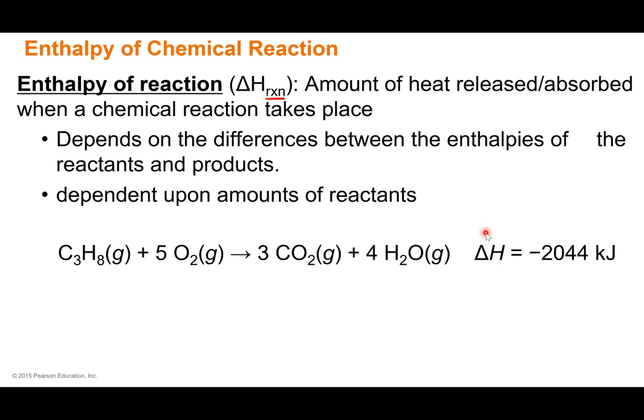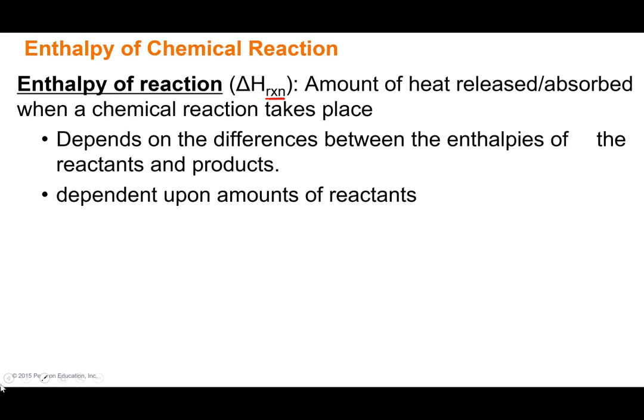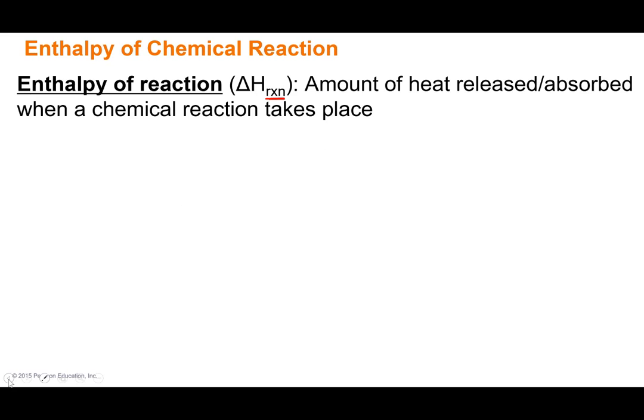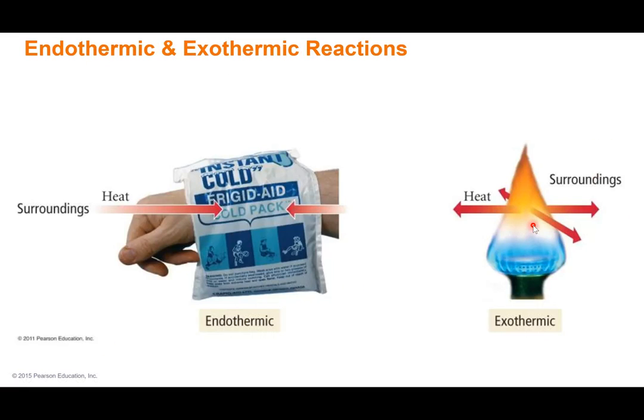So again, that negative tells me that it's exothermic, that it's exiting the system. And so that's how much energy is getting released during this chemical reaction. Okay, so the change in enthalpy is going to be a negative number. That should make sense. So think back to exothermic reactions. We've got heat exiting the system.